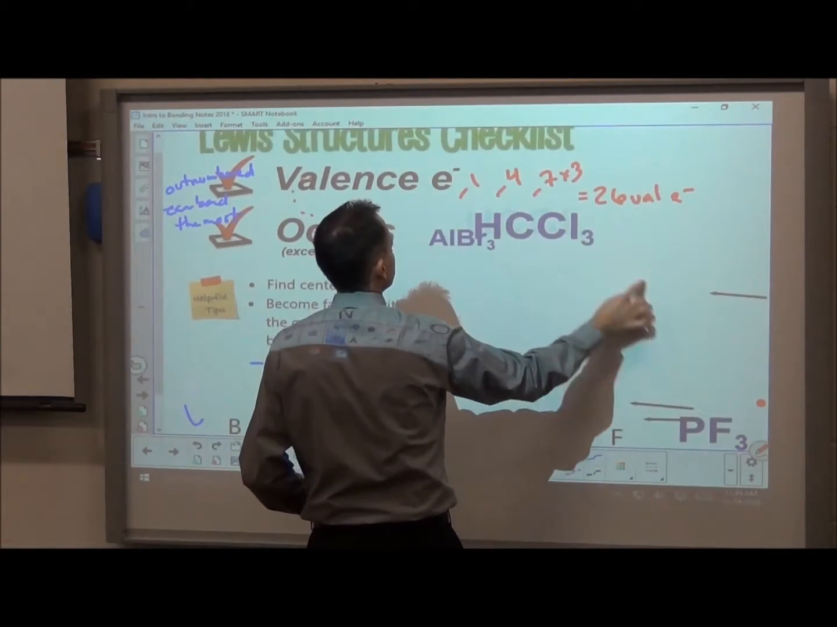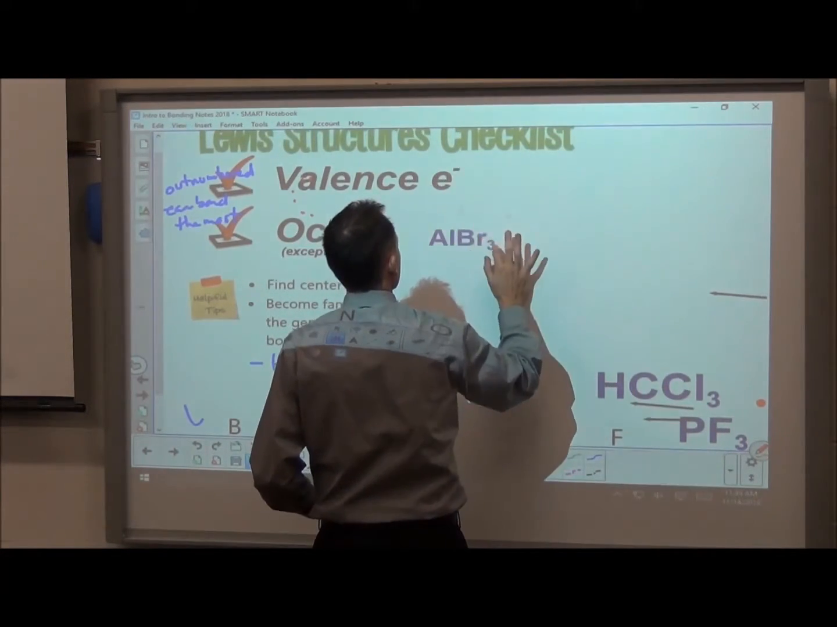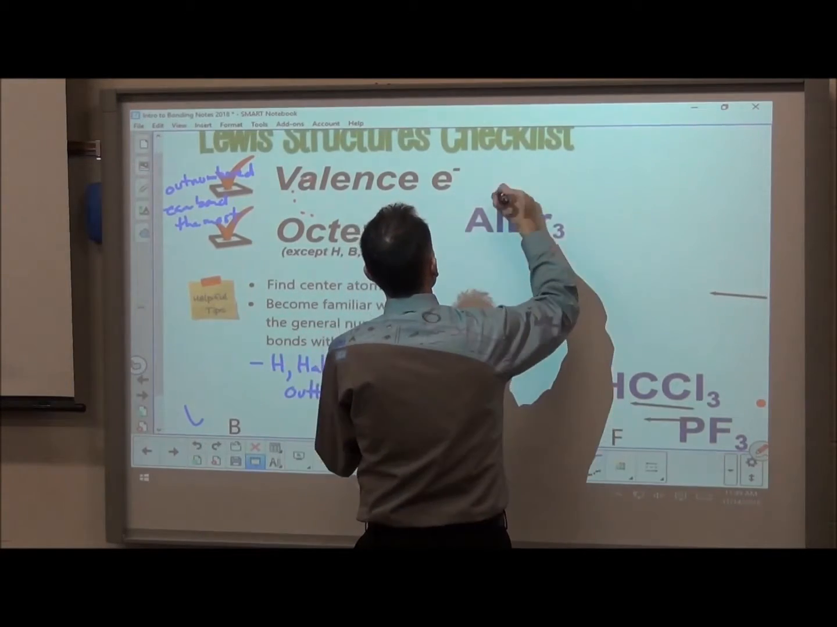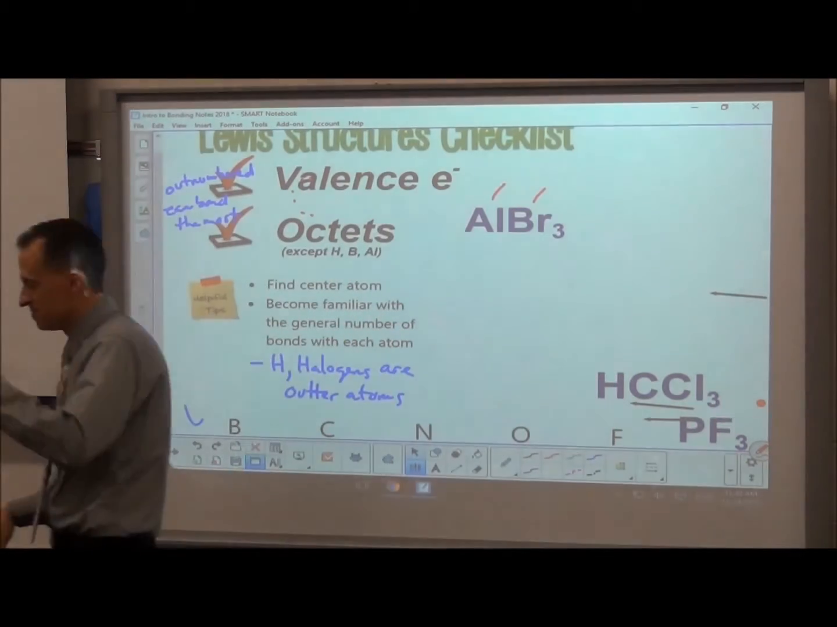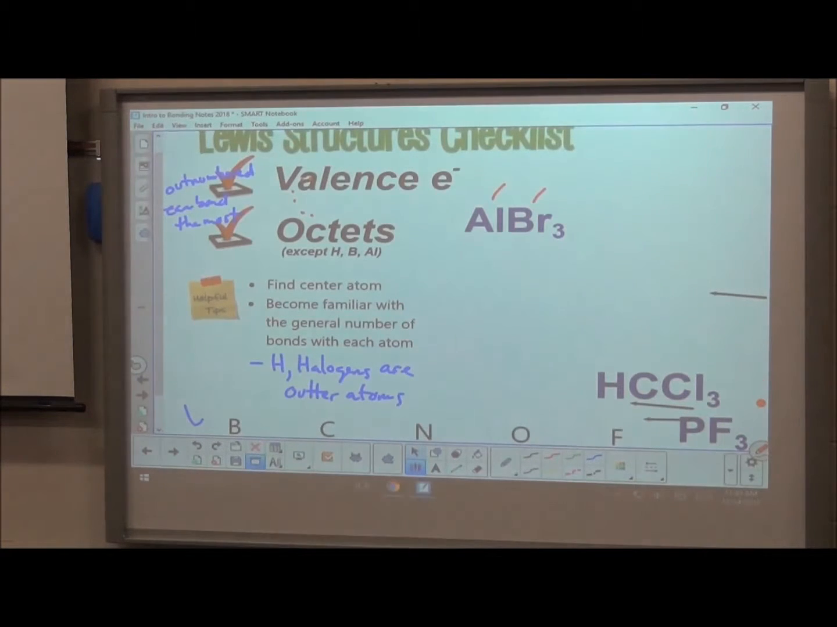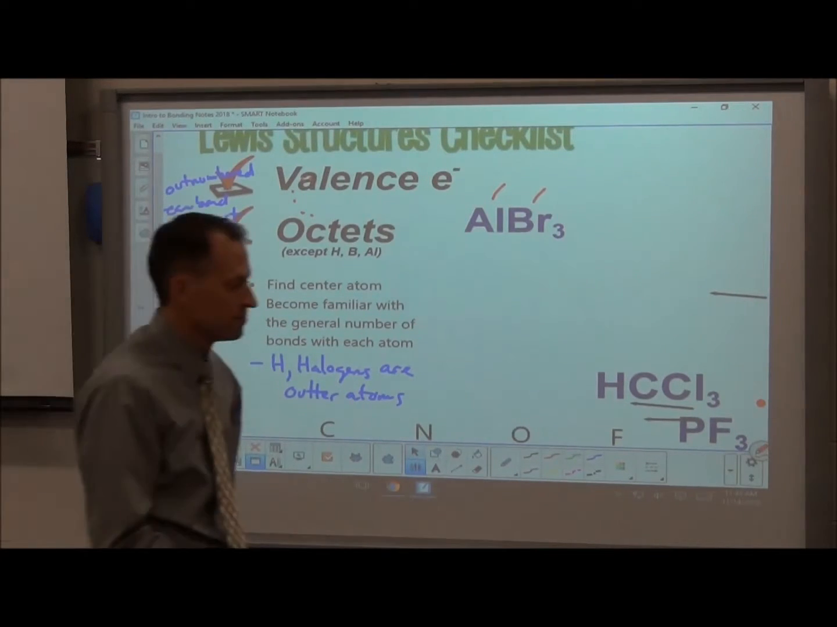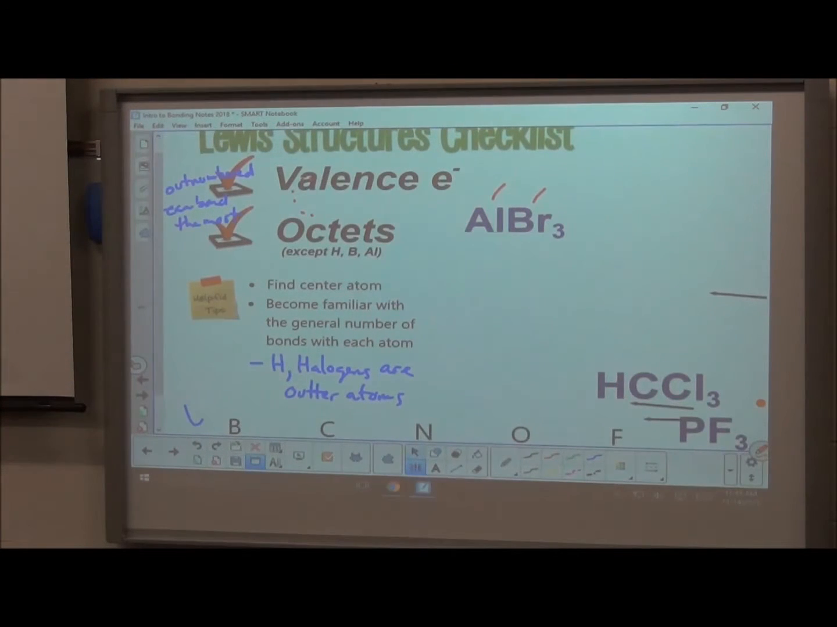Last one. Please figure these out for me, quickly. Yes, it is aluminum. Figure it out. Or as the Brits would say, aluminium.